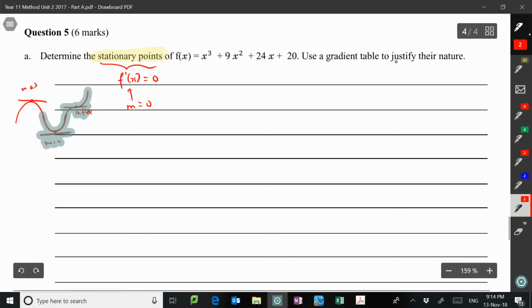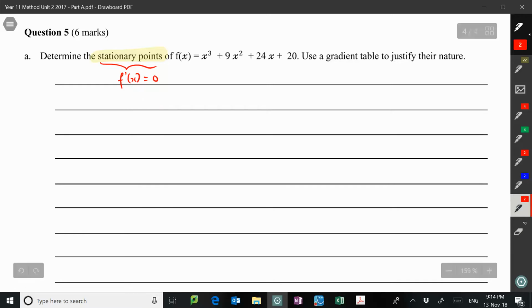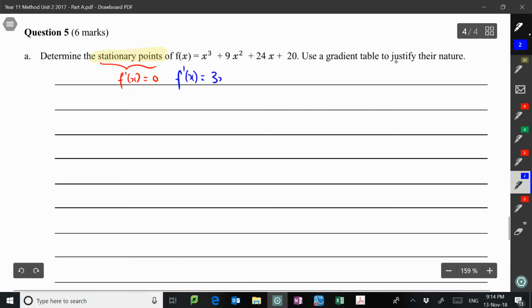So it says determine the stationary points. It just means find the derivative and let it equal 0. That's what we did in today's lesson with max and minimum problems with your CAS. So here, determine the stationary points of f of x. I just need to find the derivative first before I can let it equal 0. So what's the derivative? f dash of x equals 3x squared plus 18x plus 24, since this is all power functions, and the last one is 0.